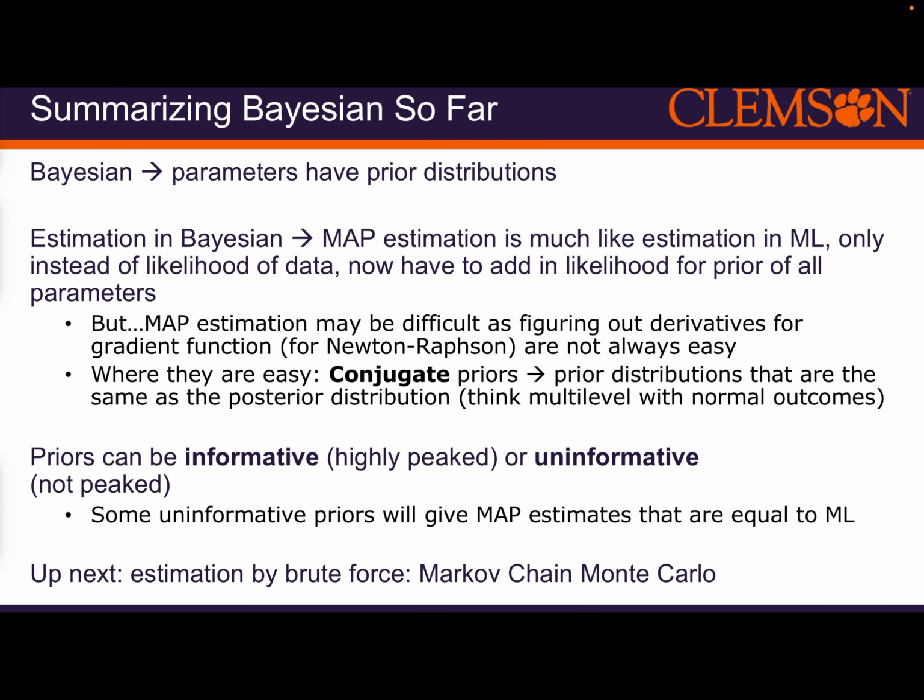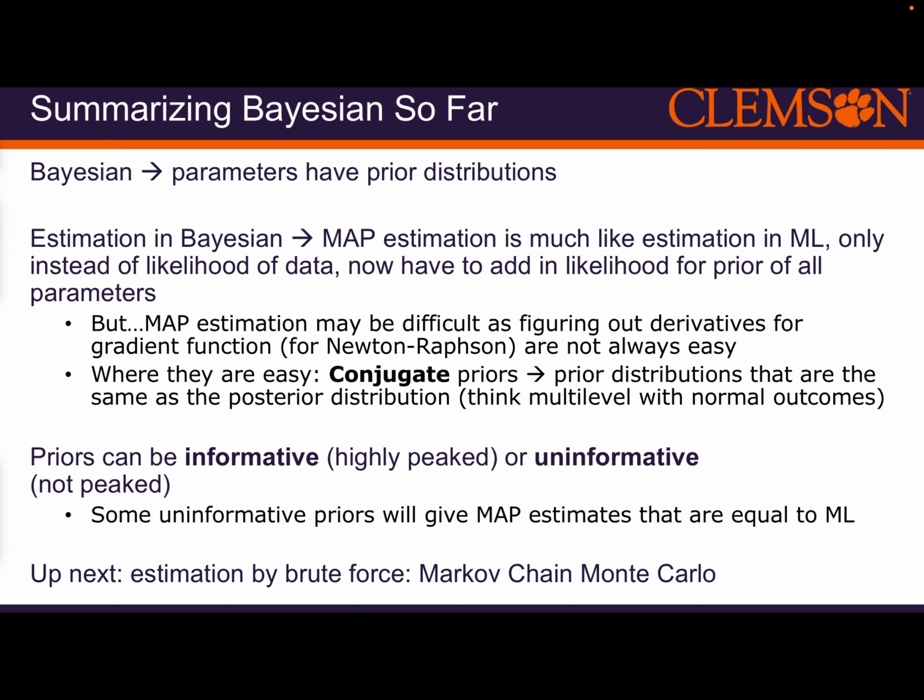So up to this point, in Bayesian statistics, what we've learned is parameters have prior distributions. That estimation in Bayesian, this MAP approach, what I showed you in the previous slide, is much like estimation of maximum likelihood, only instead of the likelihood of the data, we now have to add in the likelihood of the prior for all of the parameters.